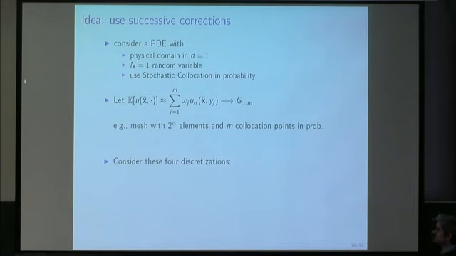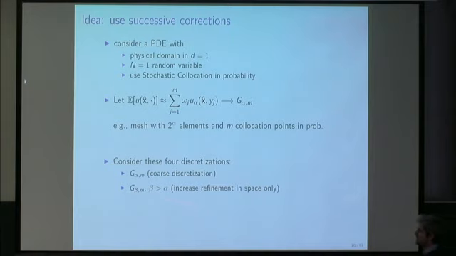So I need to solve small m PDEs on a mesh of 2 power alpha elements to get my algorithm going. And then beside this discretization, I introduce 3 more, so 4 discretizations in total. The one that I just told you about, the coarsest one. Then I have 2 intermediate ones. One is a discretization I call G beta m. It has the same number of points in probability, small m, but I'm increasing the discretization level in space. So I'm using 2 power beta instead of 2 power alpha elements in the physical mesh, okay? I'm solving the PDE with a finer mesh than before.